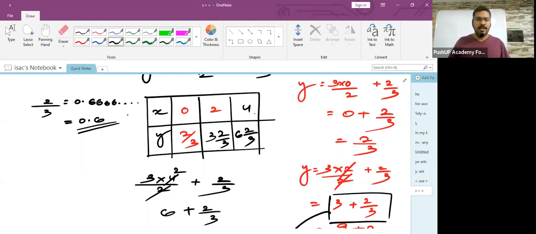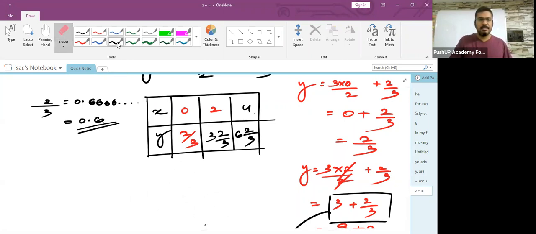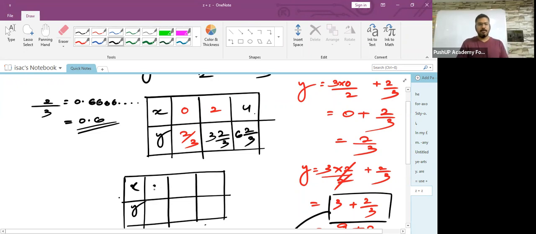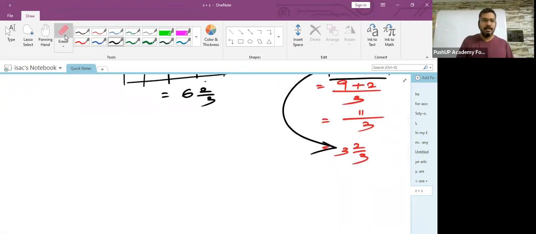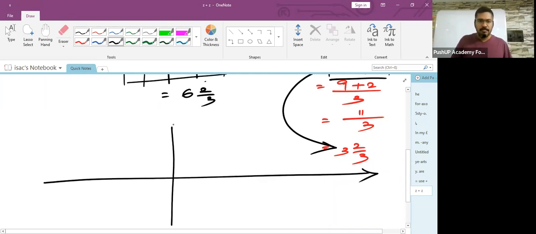All right. So here, children, when you are creating the table, you can in fact write it as variable x, variable y. X is 0 and y is 0.6. X is 2 and y is 3.6. X is 4 and here y is 6.6. All right. Now, can we plot the points on the graph paper? We can. I'll show you, children. I'll help you. Since you're doing it for the first time, you may have a little confusion. Okay.